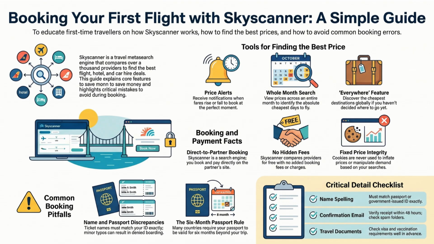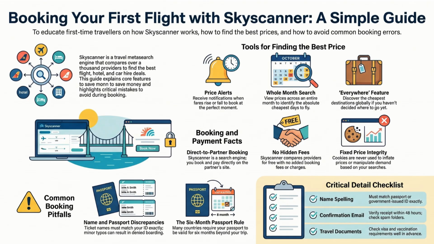Precisely. This is a transparent search model, and that stands in stark contrast to the merchant model used by a lot of traditional online travel agencies, or OTAs. Right, like the sites where you actually buy the ticket on their website. Exactly. A traditional OTA might buy a block of seats from an airline and then resell them to you. They act as the merchant of record. Skyscanner doesn't do that at all. They just show you what's out there.